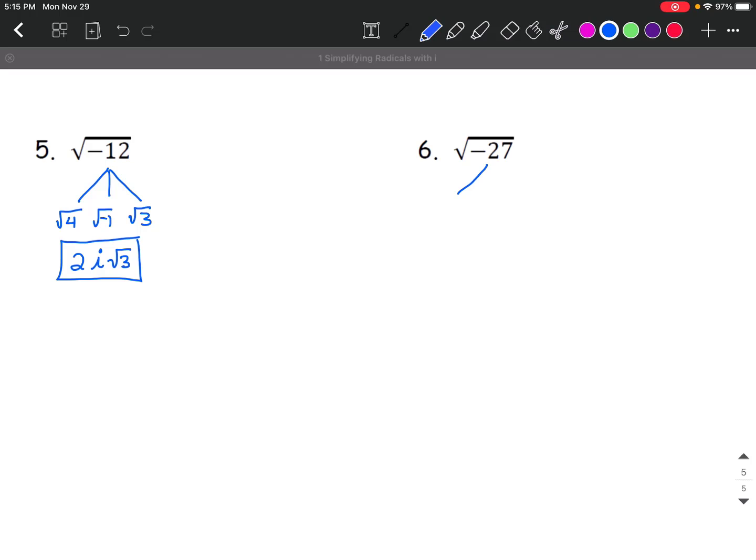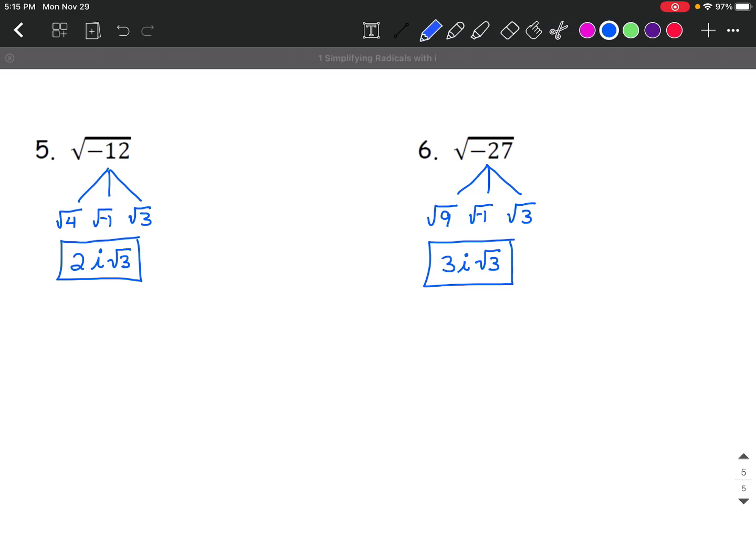One more, just to be sure. So the square root of negative 27. Again, I have that negative, so I'm going to put that negative 1 in there. The perfect square that goes into 27 is 9, and it goes in 3 times. So the square root of 9 is 3. The square root of negative 1 is I, and I do not know the square root of 3, so my final answer is 3I radical 3.